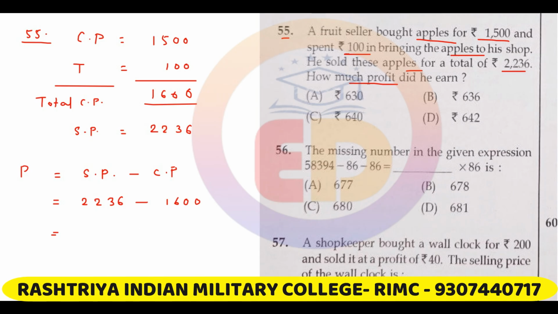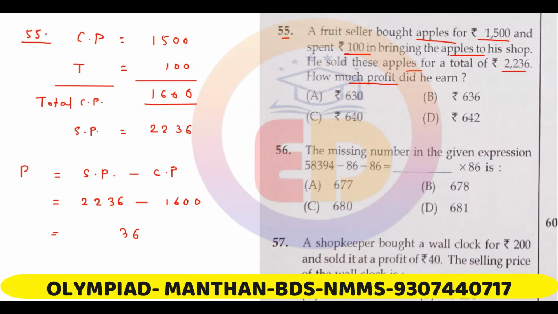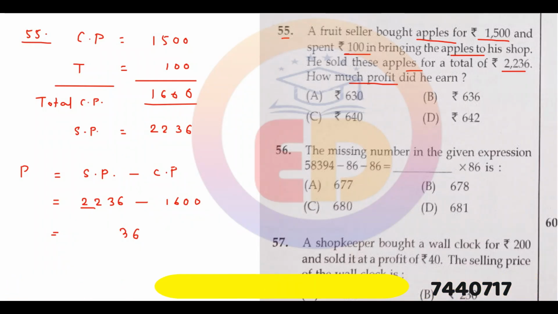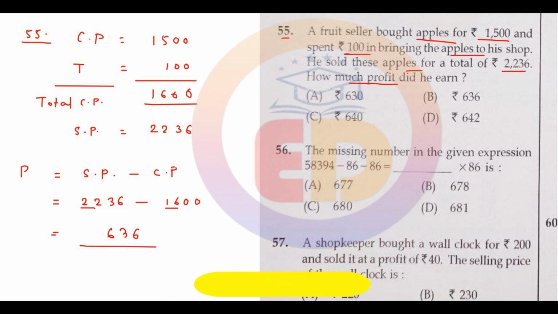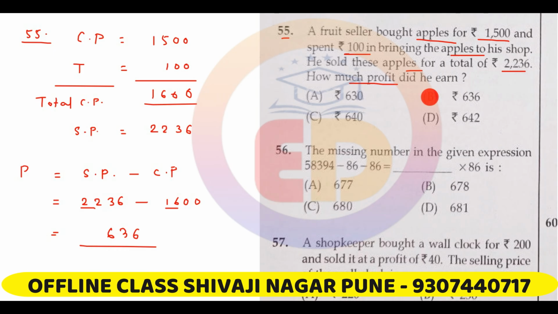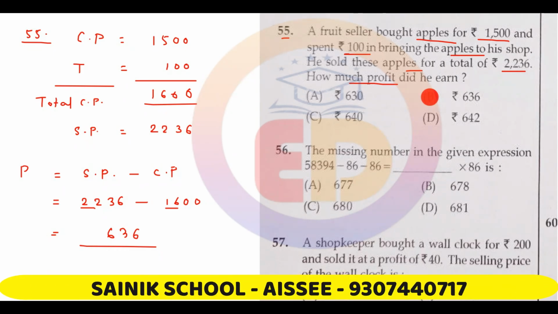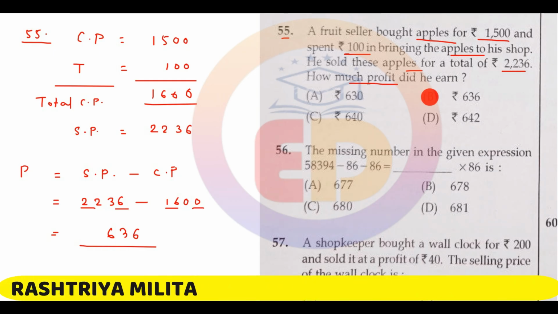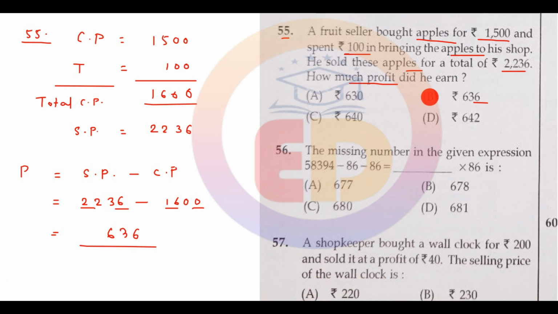That will give us 6 and 3 at the end. This is 22 and this is 16. 22 minus 16 is 6. So our answer is a profit of 636, option B. Otherwise you could have also gone just by subtracting the ones place. That would have straight away given the answer as 6, and without any further calculation you could have marked your answer and moved ahead.